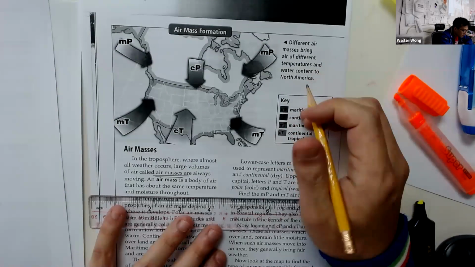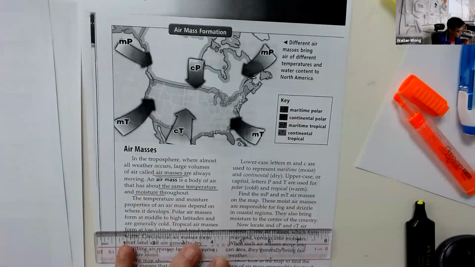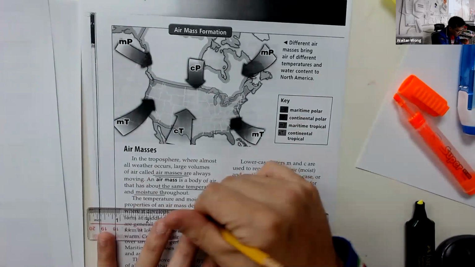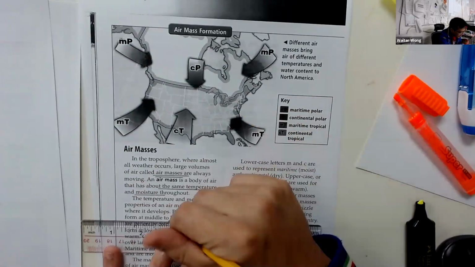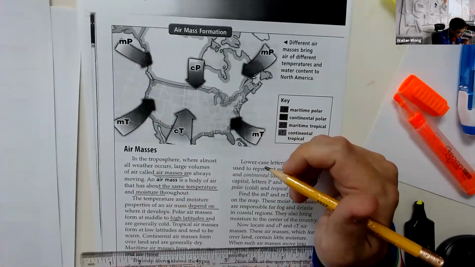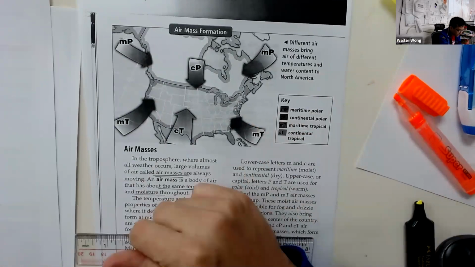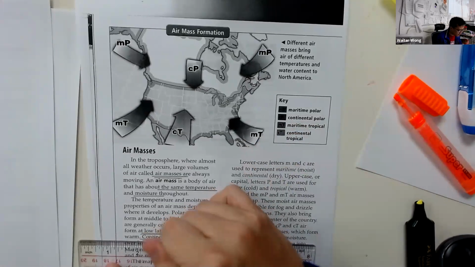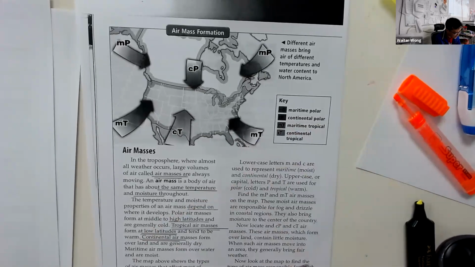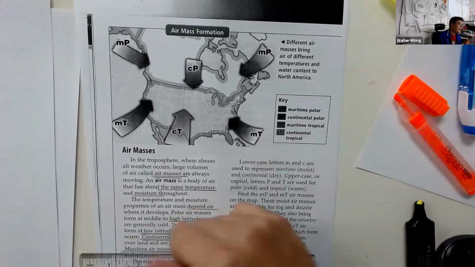moisture throughout。通常每一個 mass 同一個 temperature，亦都同一個 moisture level。The temperature and moisture properties of an air mass depend on，視乎 where it develops. Polar air masses form at the middle of high altitudes. High altitudes 解好高嘅地方 are generally cold. Tropical 熱帶嘅 air masses form at low altitude，越熱帶梗係越 low altitude, and tend to be warm. Continental 係洲際嘅。Continental air masses form over land and are generally dry. Maritime 海洋有關嘅 air masses form over water and are very moist.